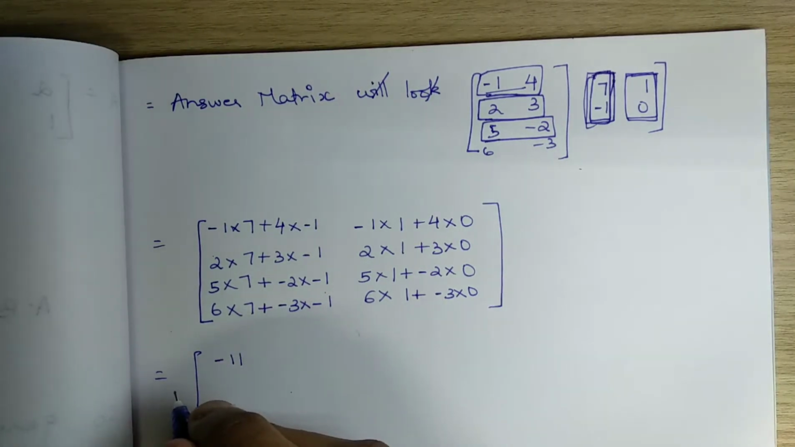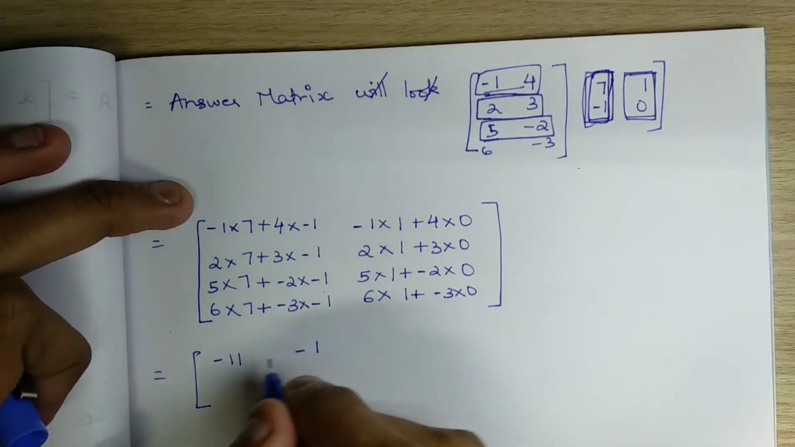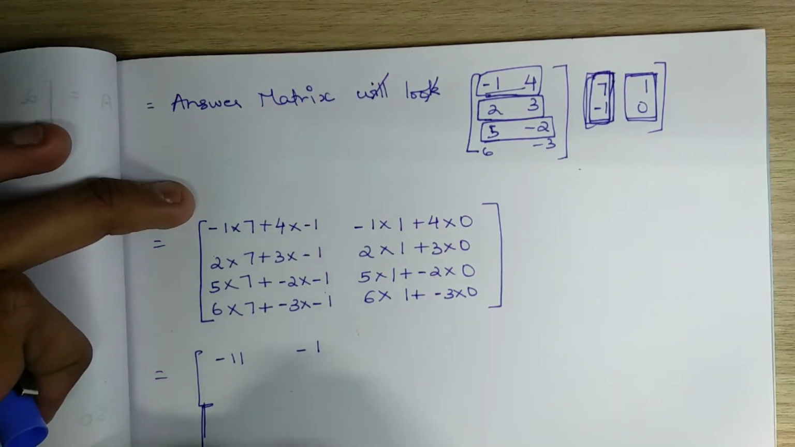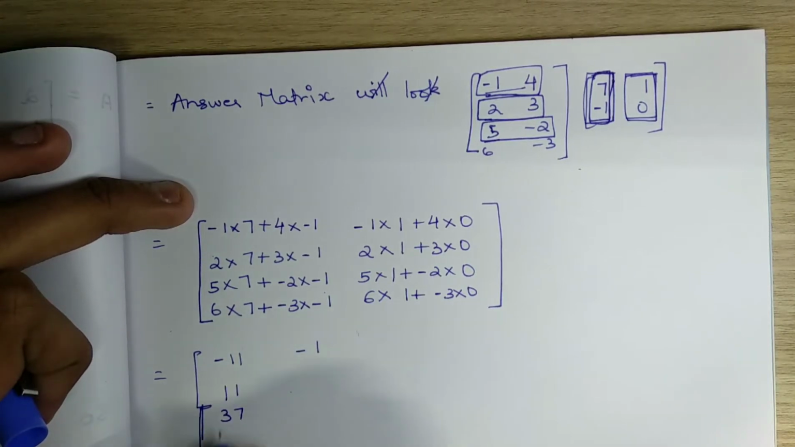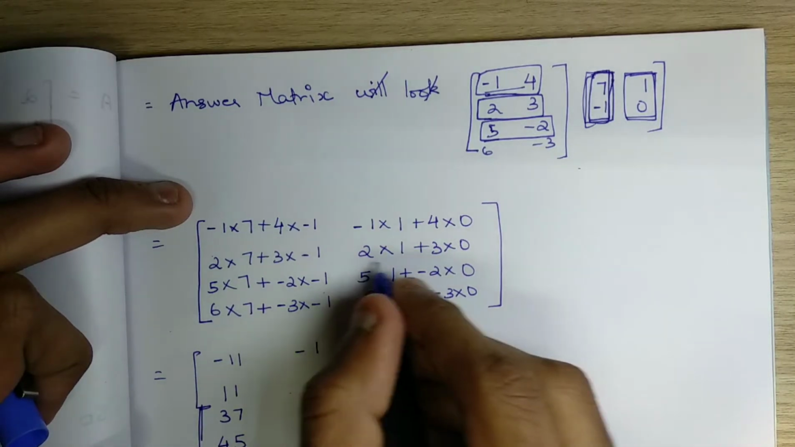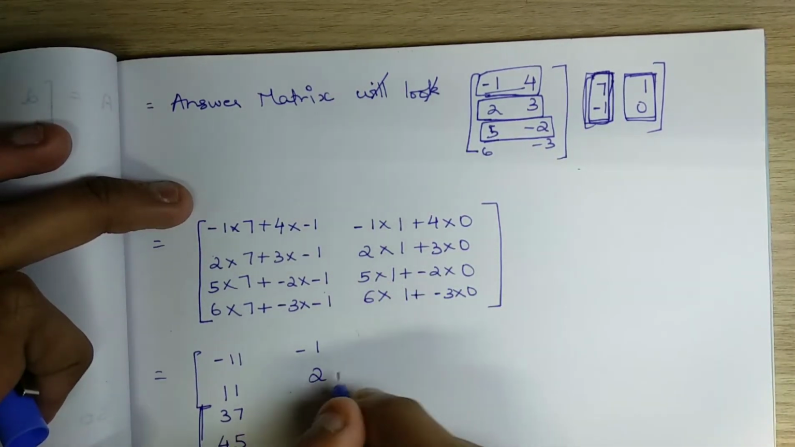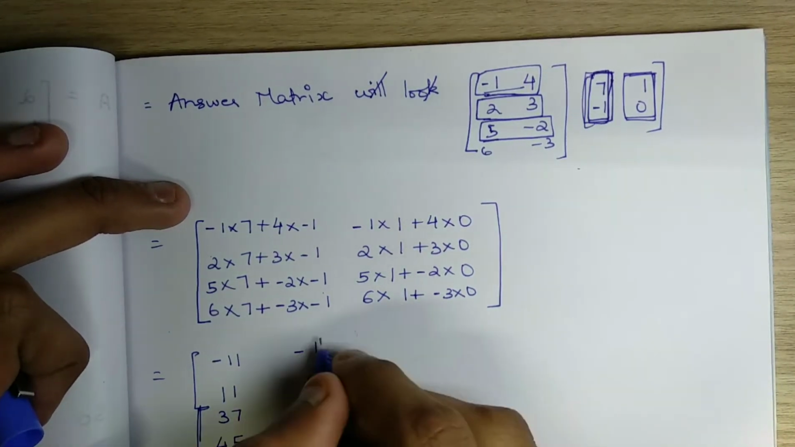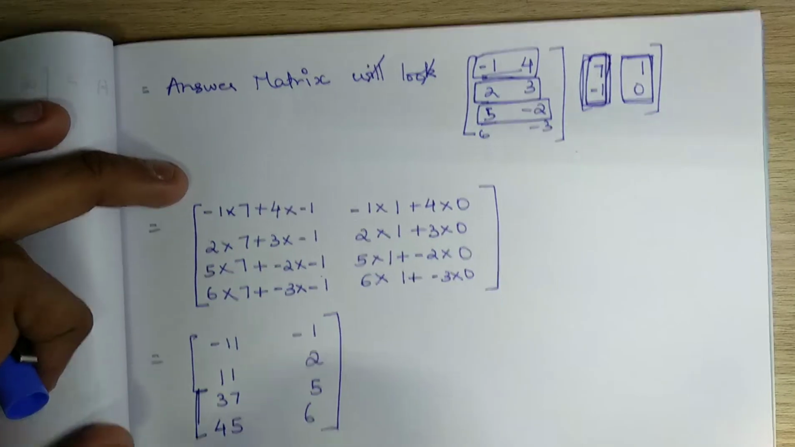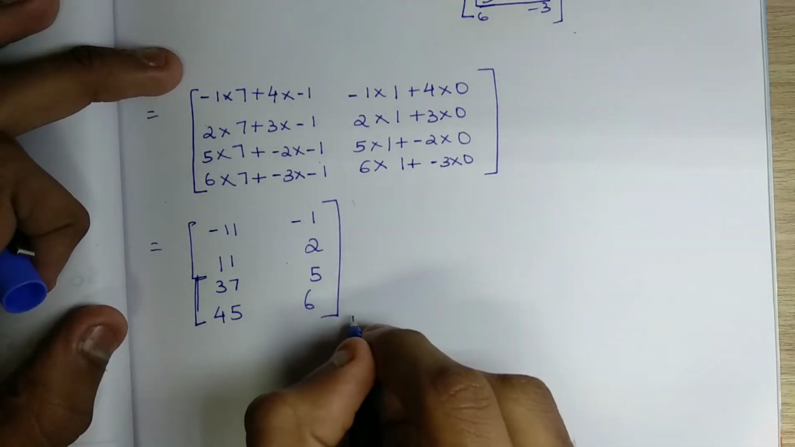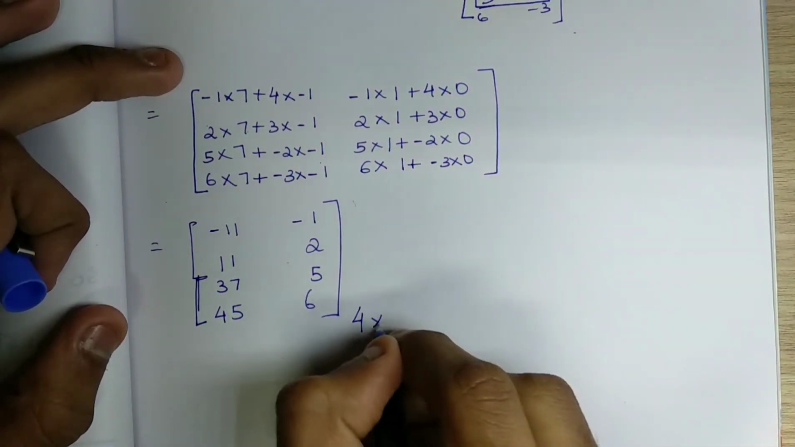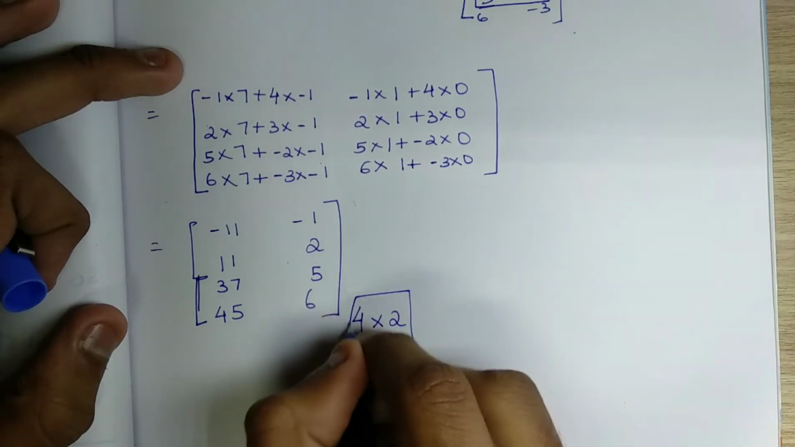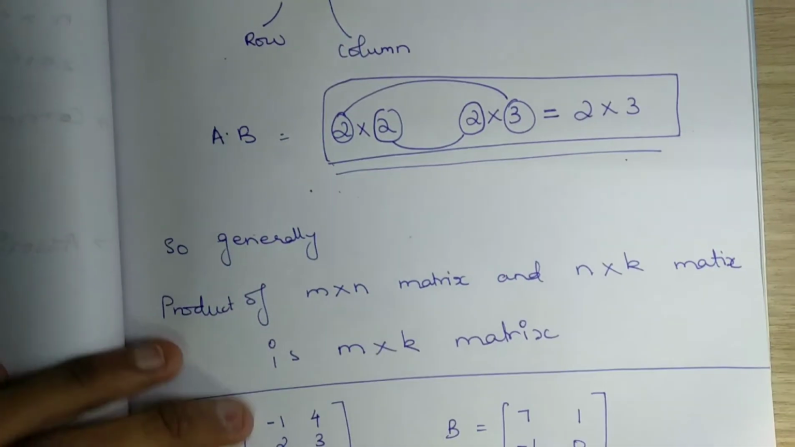minus 11, minus 1, 11, 37, 45, 2, 5 and 6. So this matrix is in order of 4 into 2. So this verifies the previous rule.